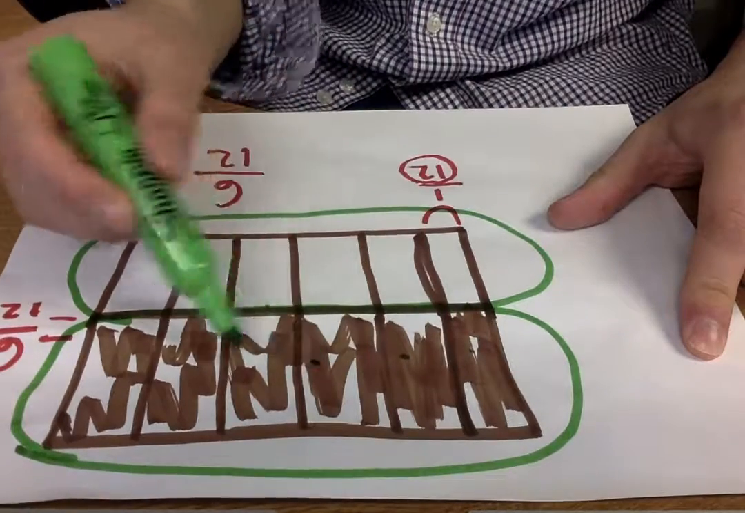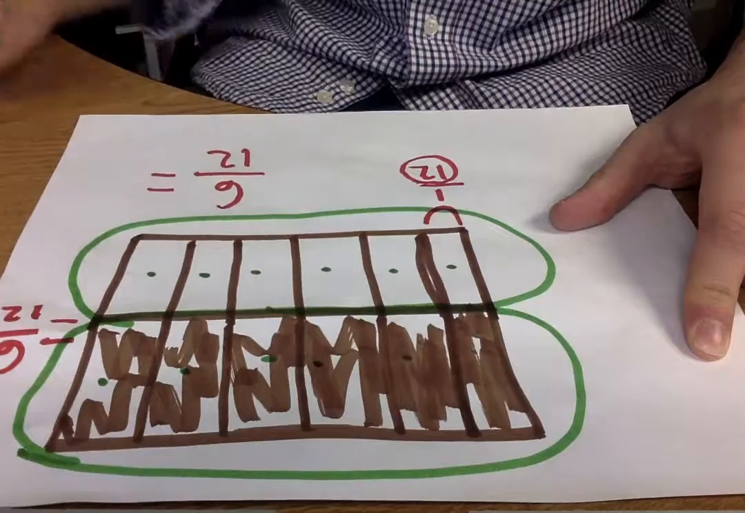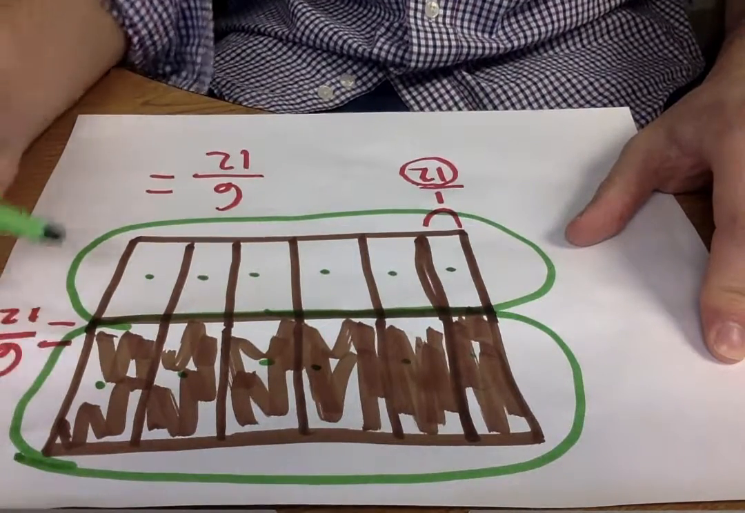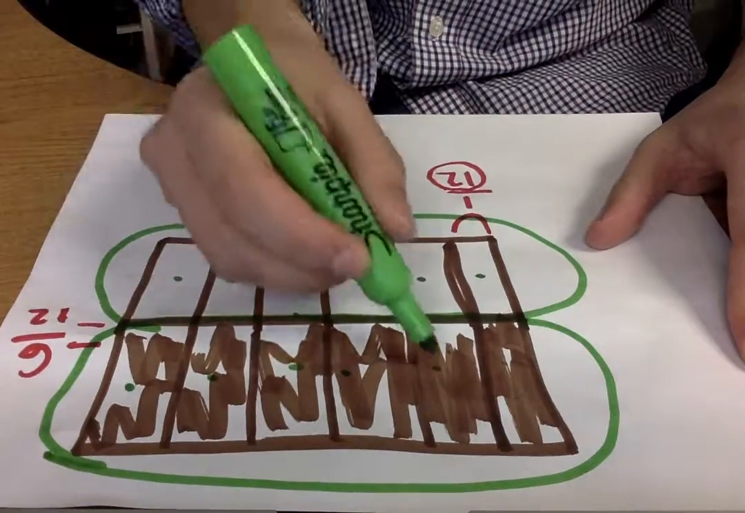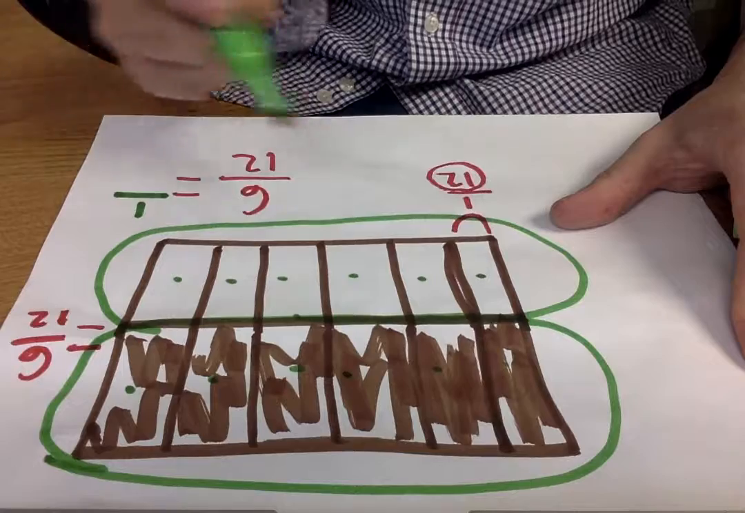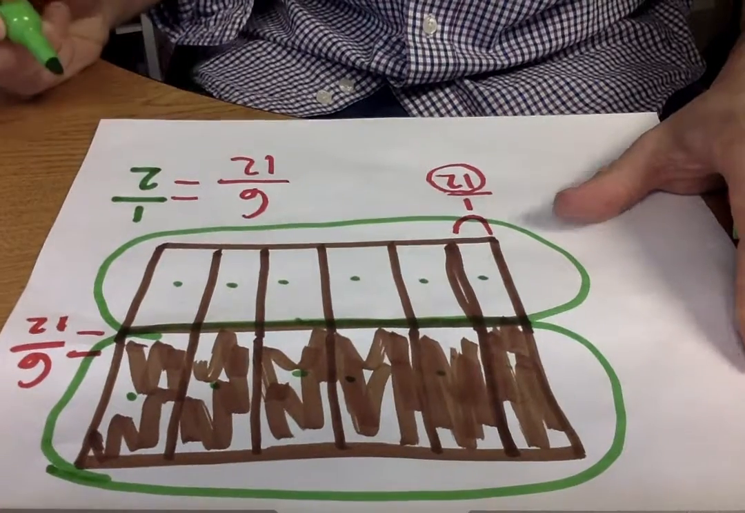There's 1, 2, 3, 4, 5, 6 in this group, 1, 2, 3, 4, 5, 6 in this group. So now I have two total groups. I can see that by what I've circled. One of those groups is completely shaded in. That's going to be my numerator, and my denominator is going to be 2 because I have two total groups.